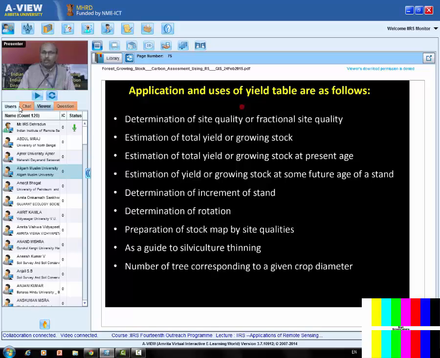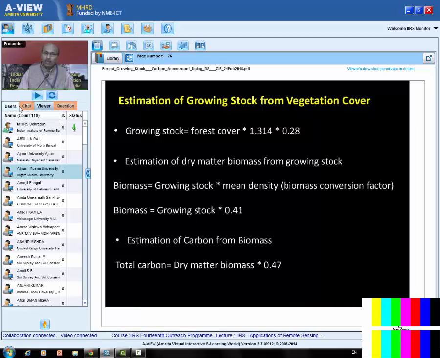This is just a summary of how the yield table has to be used. It is basically used for determination of site quality. If yield is good, you can say the site quality is very good. Similarly, for estimation of total yield or total growing stock at the present age as well as in the future, we can do anything of this sort. Estimation of yield and growing stock in the future for a stand, whether a part of it or the whole, you can do any one of these things. Similarly, determination of the increment, determination of the rotation, and preparation of stock maps, because if you know per hectare how much growing stock or volume of timber is available, you can update the existing growing stock maps, or prepare a new one.